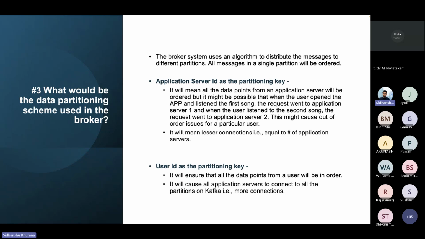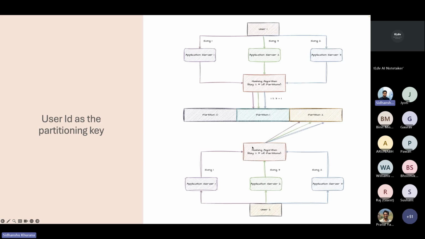It will also mean fewer connections, which means that the number of connections from the application servers to the broker will be dependent on the number of application servers we have in our system. We'll see shortly how this is happening. How come the connections are fewer in this case? If you use user ID as a partitioning key, it will ensure that all the data points from a user will be in order. It will cause all application servers to connect to all the partitions of Kafka, which means more connections. So let's deep dive more into this.